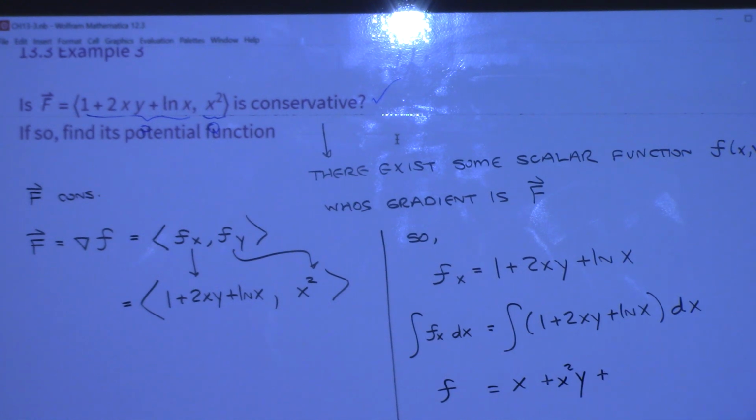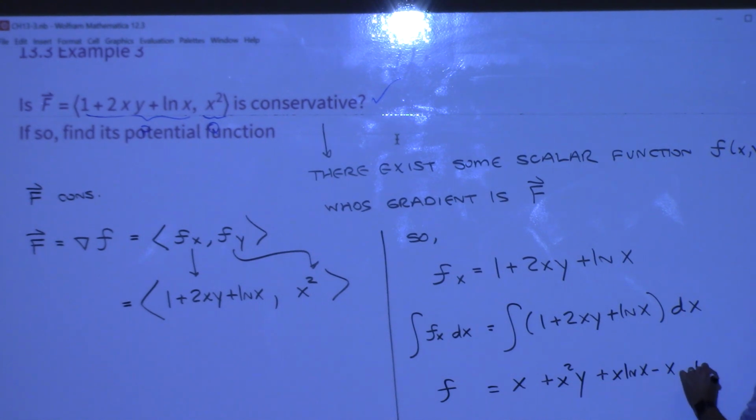Plus, what's the antiderivative of natural log of x? It's not 1 over x, that's the derivative. Yeah, this is one that hopefully you've got memorized by now. It's x ln x minus x. That's the antiderivative of this. It's these two. Okay?